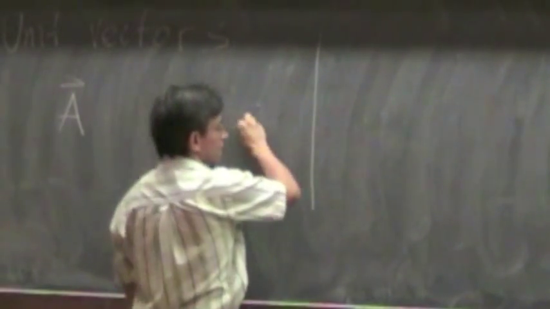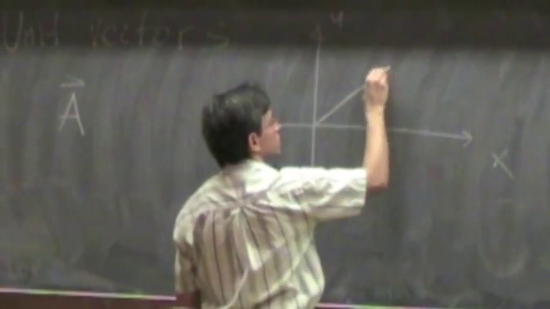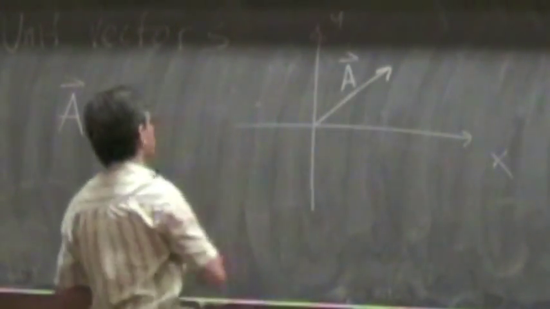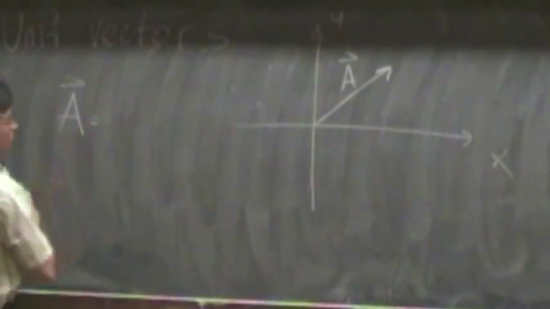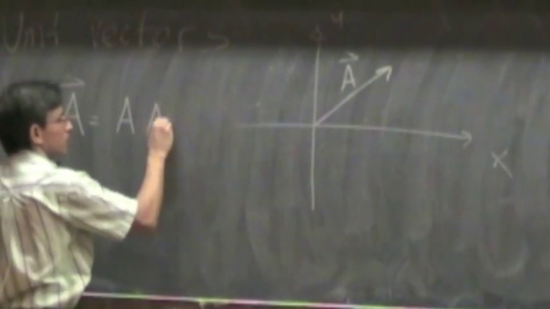So if you have a vector A, whatever A might be, on the x-axis, y-axis, this is your vector A. I can write A in a convenient way in the following way: A times A hat.